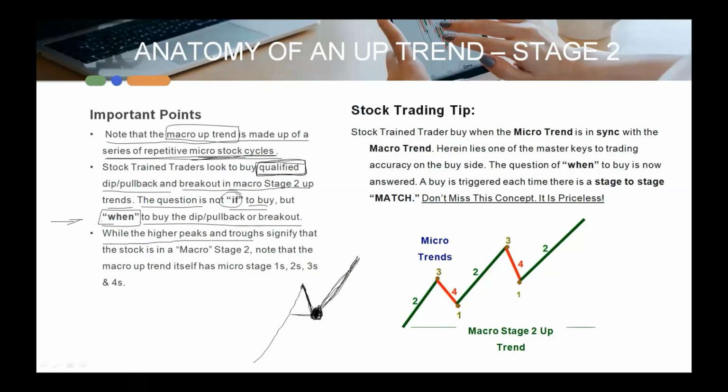While the higher peaks and troughs signify that the stock is in a macro stage 2, note that the macro uptrend itself has micro stage 1s, 2s, and 3s, and 4s, of course. So that was a lot of numbers, too early. Okay, in short, all it's really saying is, again, macro stage 2, okay? And now I'm sounding a bit repetitive here. All we're trying to do is match stage the micro. This is going to be the micro stage 2. So these little areas right here, where I'm circling, are going to be very key. Okay, might want to make a note for later this afternoon.